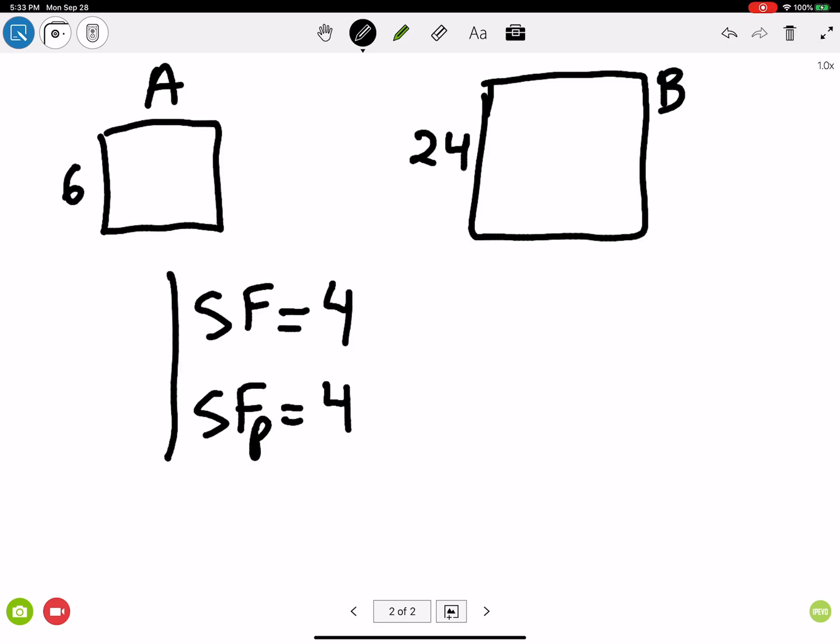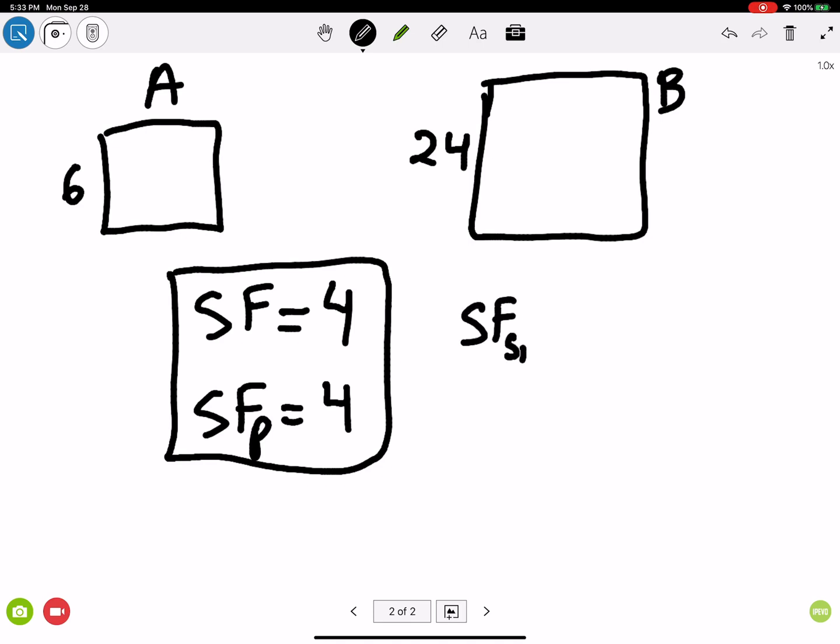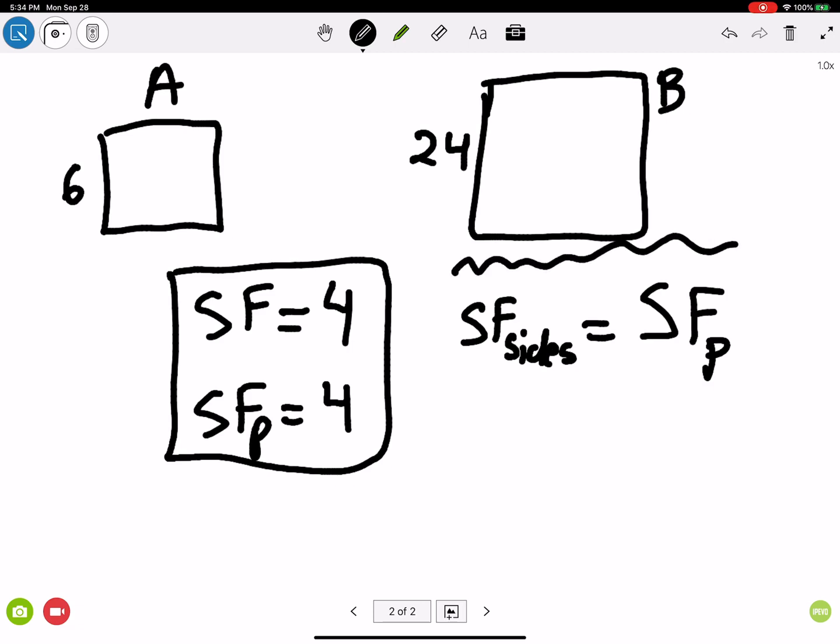Okay. The scale factor of your sides is always equal to the scale factor of your perimeter. Okay, you need to know this. This is very important.